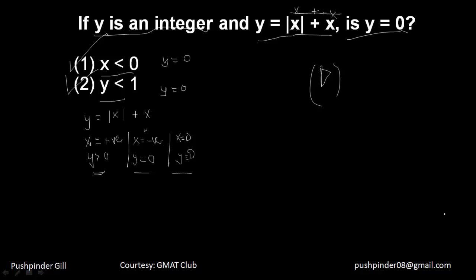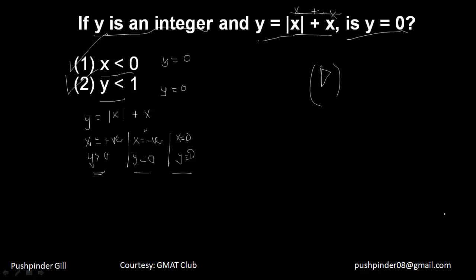That is what I'm going to choose. So let me take a quick recap. Statement 1 was pretty easy, right? X is a negative number. That means I'm pretty sure that whether x is 0 point something or any number, it is going to cancel out and become 0. So y is definitely 0 for me.